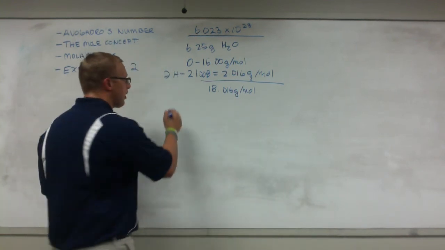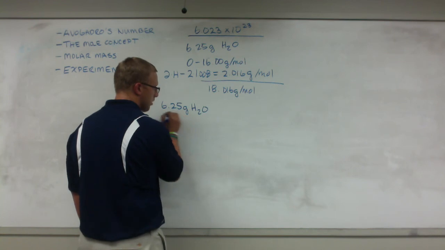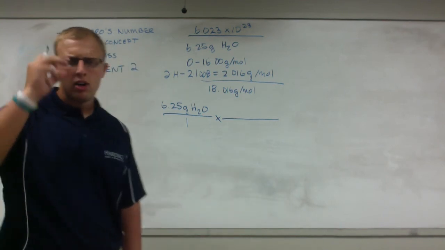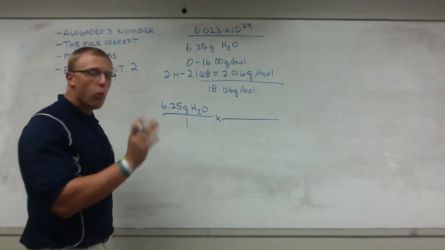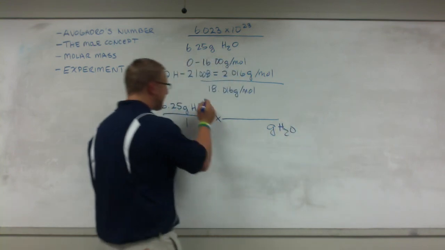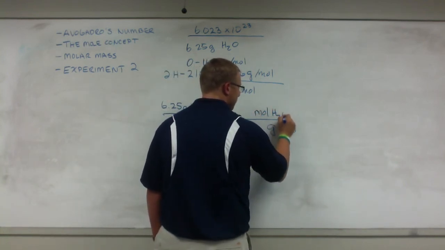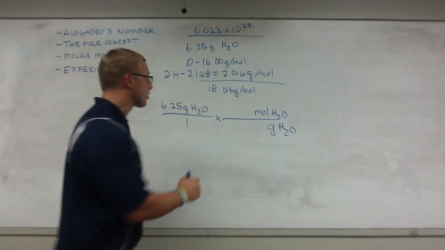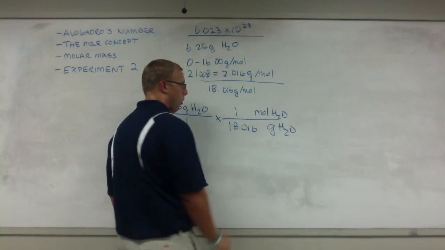So now let's start with our unit, 6.25 grams of H2O. Since we've done so many of these, I'm going to skip the conversion factor step. We just don't need that at this point. Let's figure out what unit we need to cancel. We need to cancel grams of H2O. We're trying to get to moles, so we need moles of H2O on top. This number is associated with grams, so this number goes down here, 18.016, and this is 1 mole.